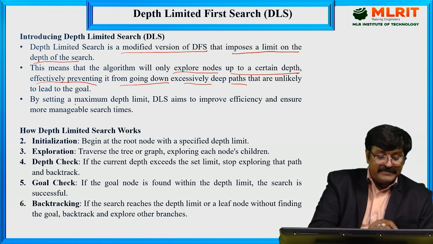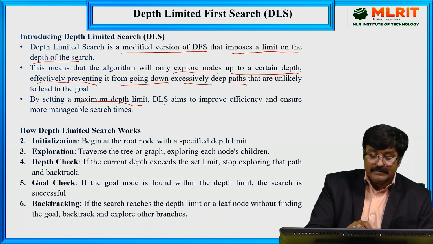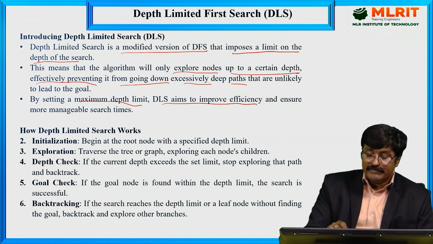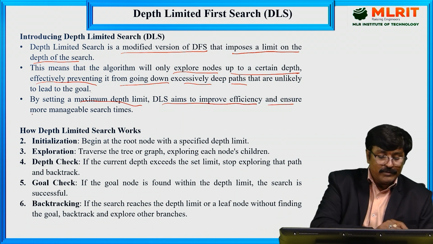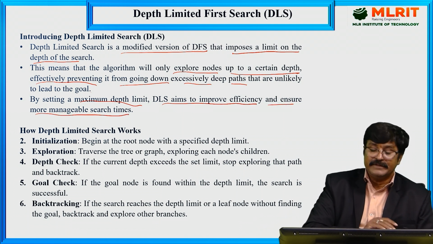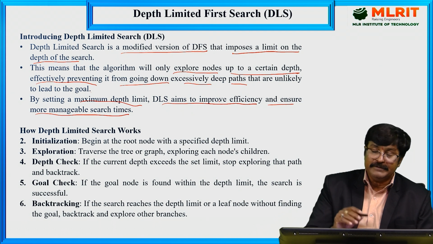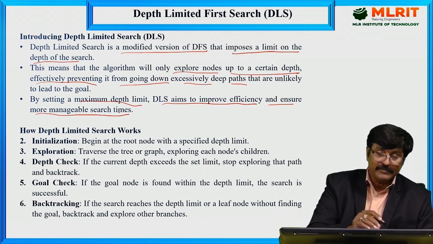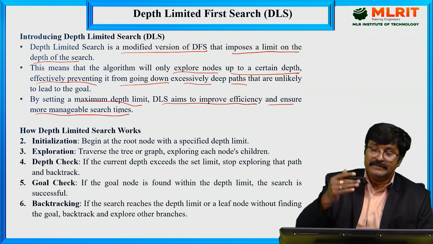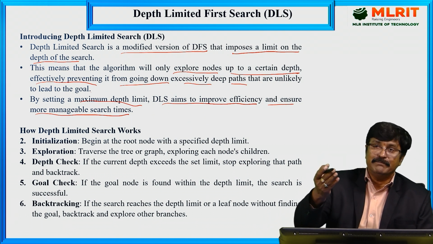By setting the maximum depth limit, DLS aims to improve efficiency and ensure more manageable search times. That is the advantage in this case, because it improves efficiency and ensures manageable search times, because with your limitation, only that depth level you search and then come back.